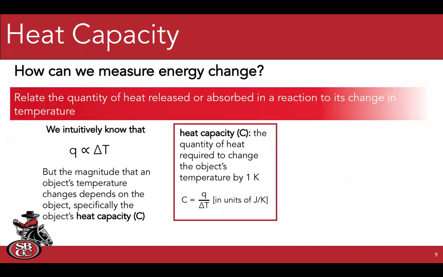So how do we measure this energy change? Well, we understand that the heat released or absorbed, if it's endothermic or exothermic, is generally related to temperature. We almost think about these things intuitively as the same for a long time before we take a chemistry class. But the magnitude of how much the temperature changes depends on something called the heat capacity. The heat capacity of an object, C, is the amount of energy, Q, the amount of heat it takes to change the temperature 1 degree C or 1 Kelvin.